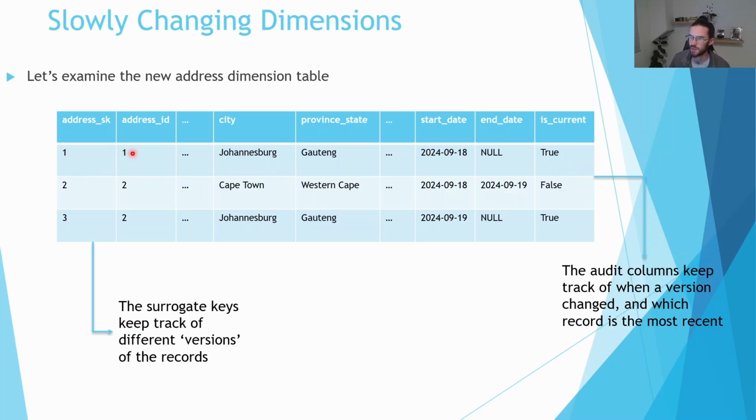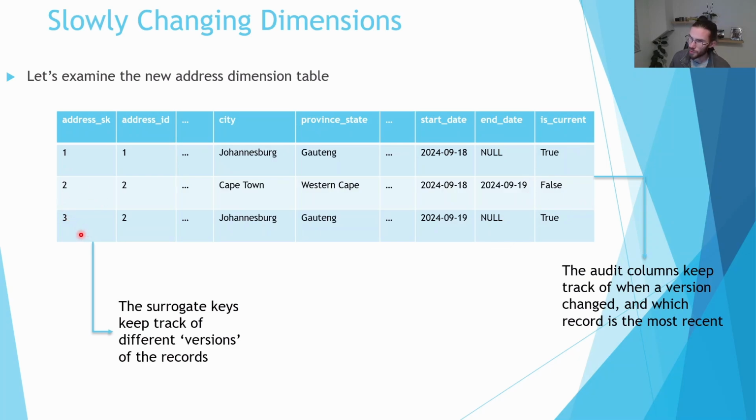Now, things are a little different for the second example over here, where we have a surrogate key of 2 and a natural key of 2, and we can see this was originally someone's address in Cape Town in the Western Cape. But we can see that this has got a start date, but also an end date, all right? And it is no longer the current value for the record. It is no longer the most recent value for the record, as indicated by is current being false.